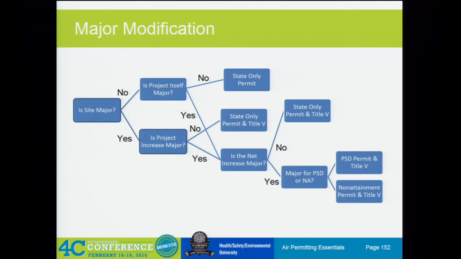If that net increase is major, then we need to figure out if it's PSD or non-attainment. Which permit are we looking at? Which thresholds are we looking at? So if it's the PSD thresholds, we're triggering the PSD permit in Title V. If we're looking at the non-attainment thresholds, we're triggering a non-attainment permit in Title V.